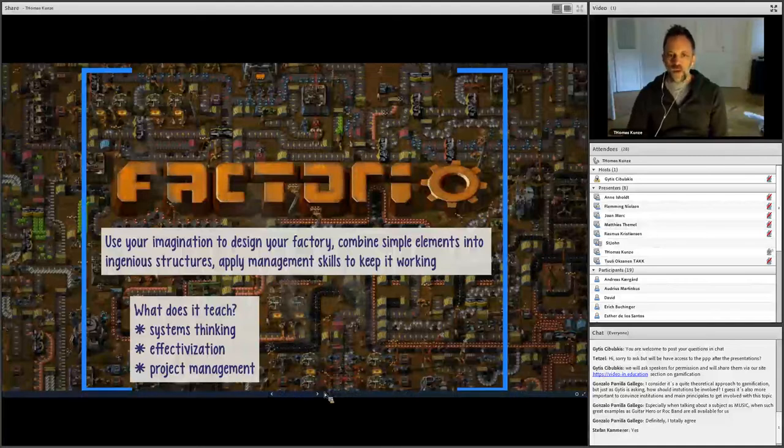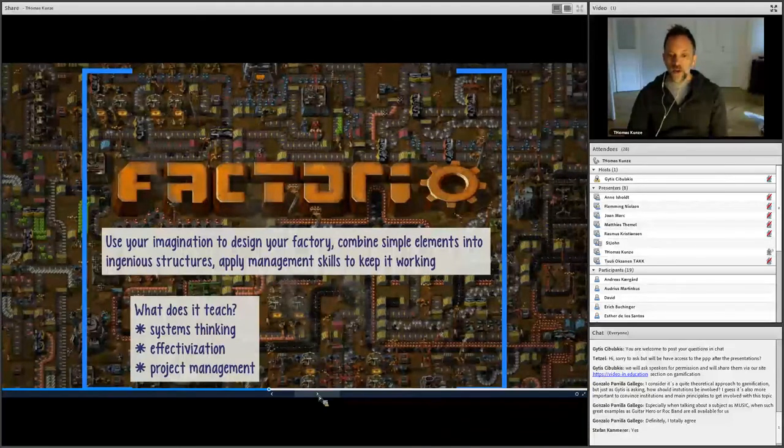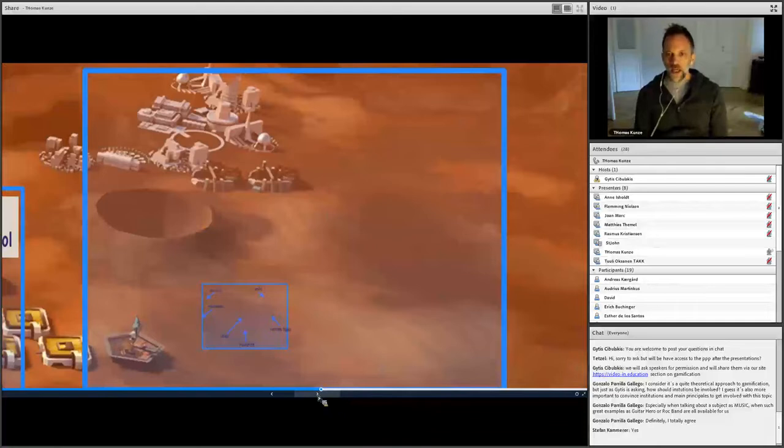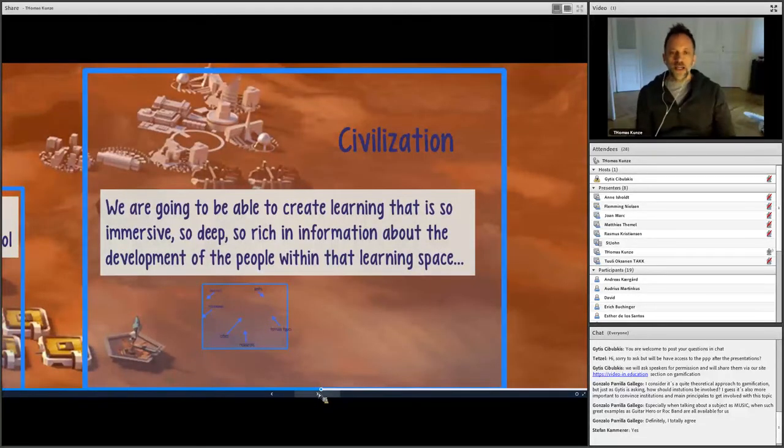If you have a look at other rather complex games, for example, like Civilization, you learn about a different set of skills, which also can tell us a lot about the person playing it, because we are going to be able to create a learning that is so immersive, so deep, and so rich in information about the development of the people within that learning space.